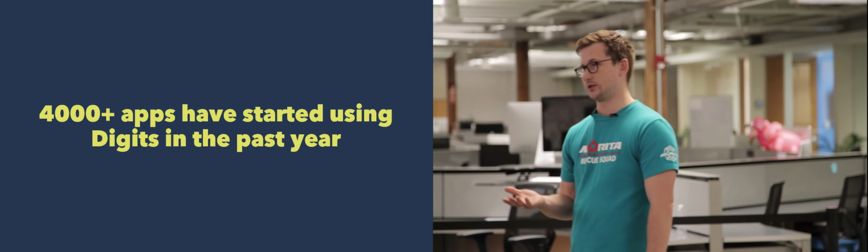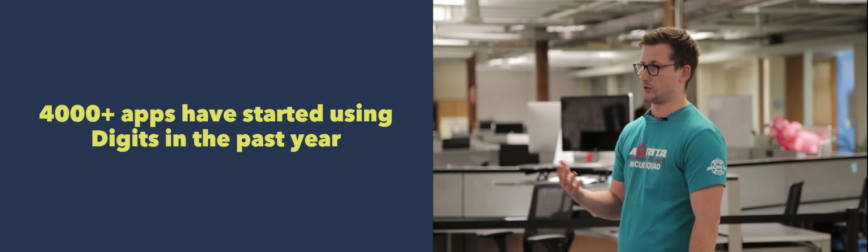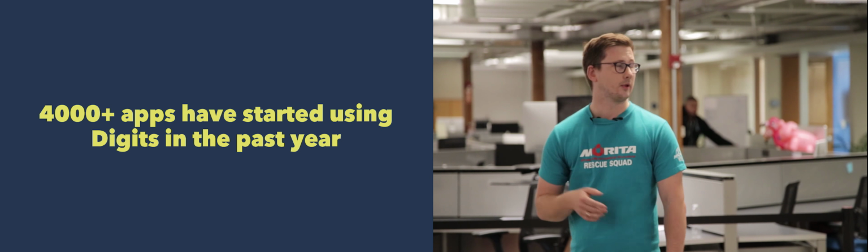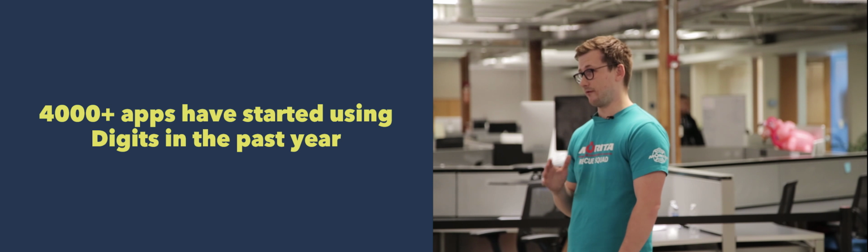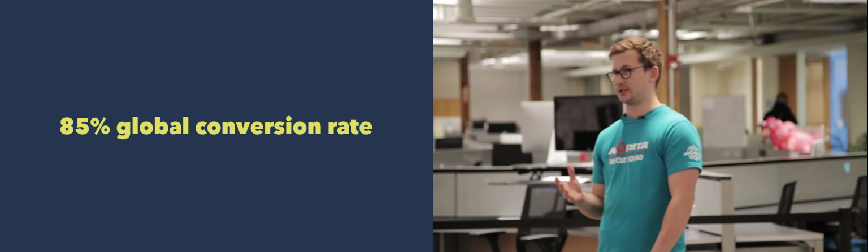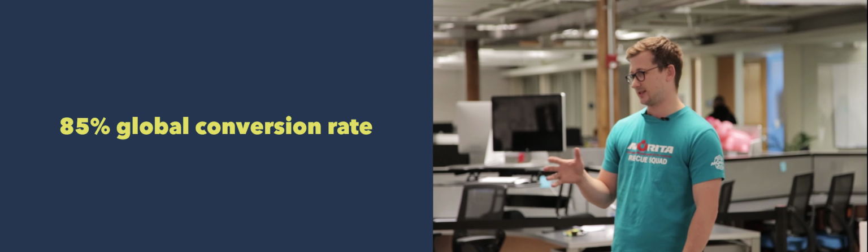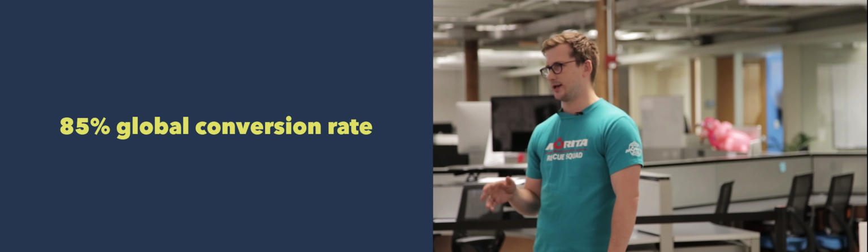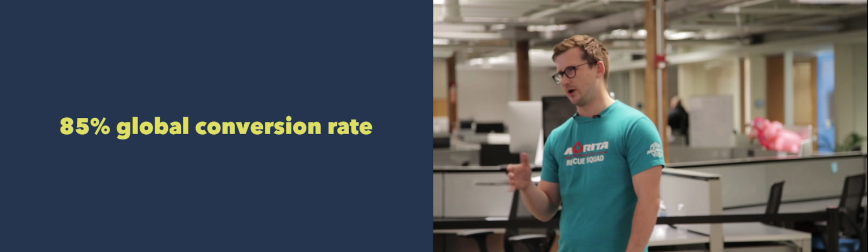4,000 apps have started using Digits as their primary means of authentication in their apps. We're seeing very good conversion rates, 85%. Typically with emails, you're looking at 65%. And social logins, Facebook, Twitter, are roughly about 75.